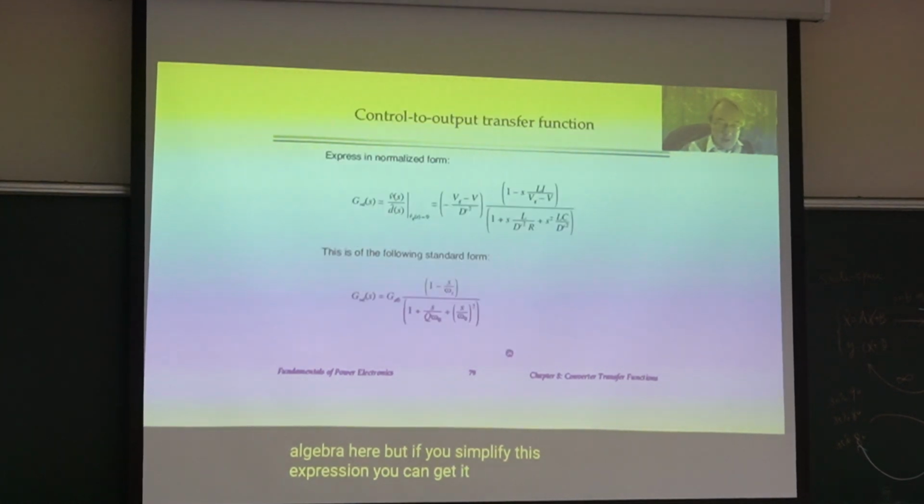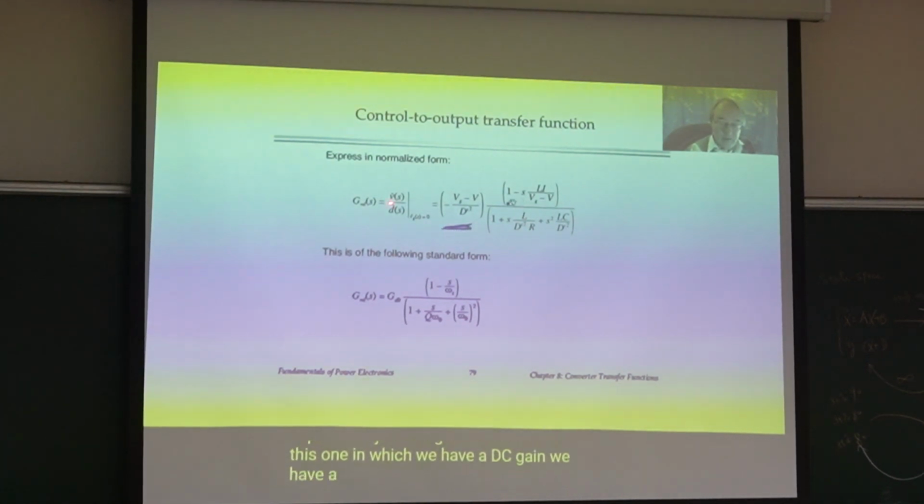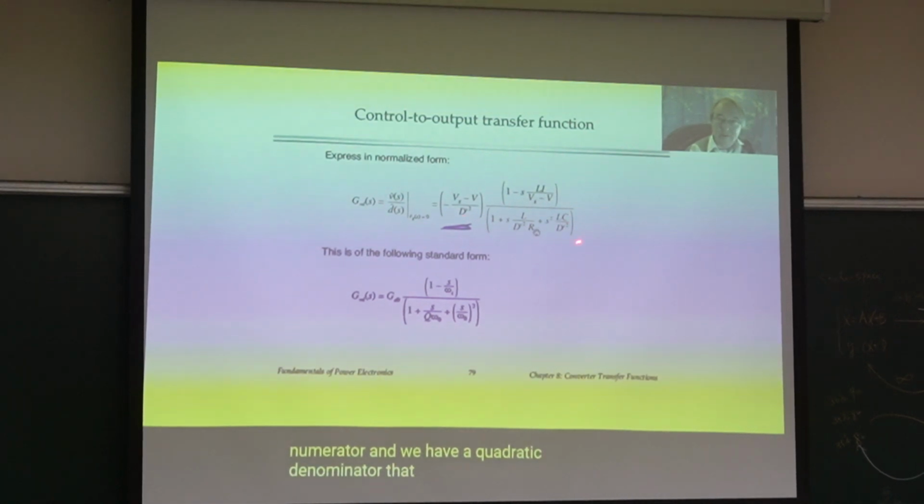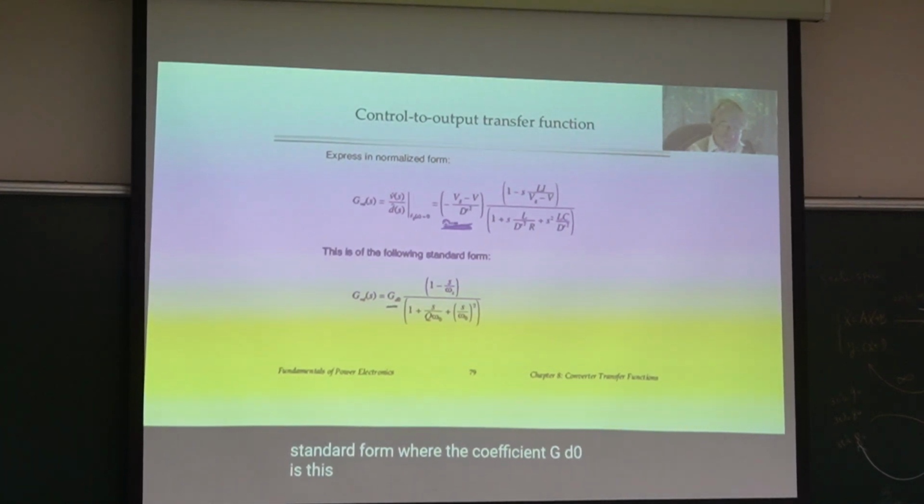expression, you can get it down to this one, in which we have a DC gain, a right half plane zero in the numerator, and a quadratic in the denominator that is second order. So finally, we can get the transfer function written in this standard form, where the output ripple coefficient to duty cycle ripple is this term here.